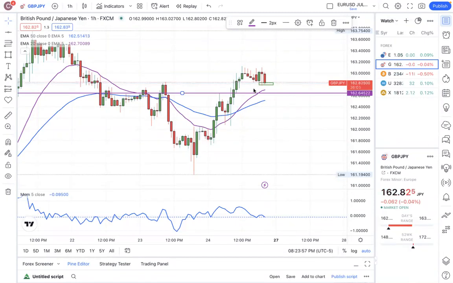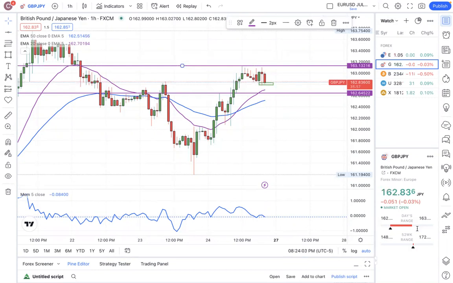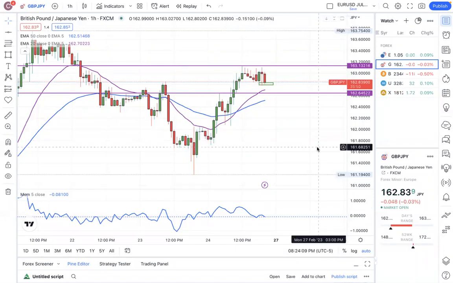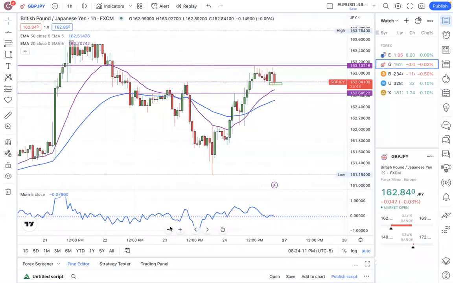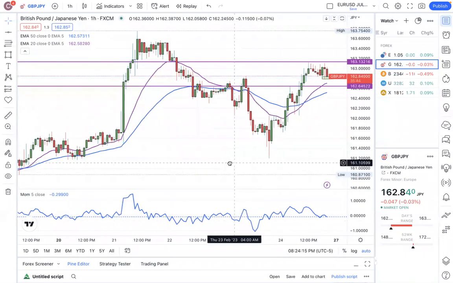162.645. And then potential TP would be at the previous highest high. So TP would be 163.132. So yeah, I'm just going to give you guys a brief overview about why you should set your stop loss and take profits there.